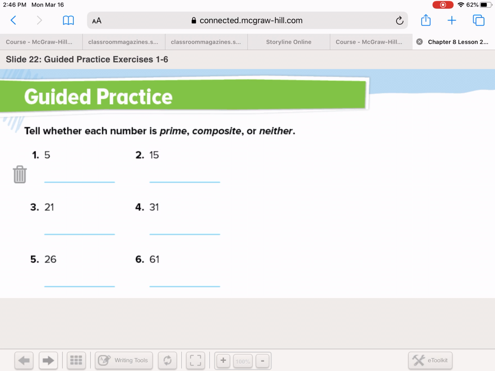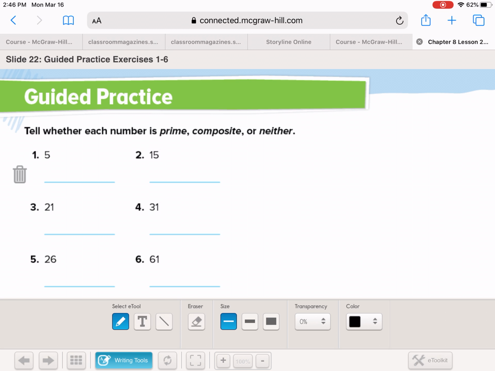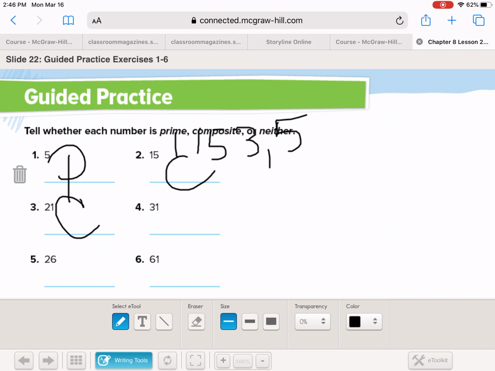Tell whether each number is prime, composite, or neither. How about number 5? What do you think? Prime, composite, or neither? It is prime. It only has 1 and itself. How about 15? What do we think about 15? So we know that has 1 and 15, 3 and 5. So it is composite. How about 21? It's an odd number, but just because it's odd doesn't mean that it's prime. 21 is a composite number. 1, 21, 3, and 7.